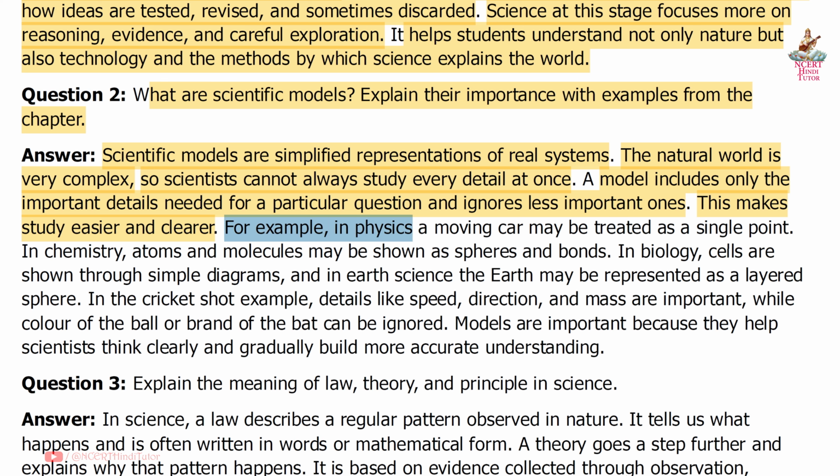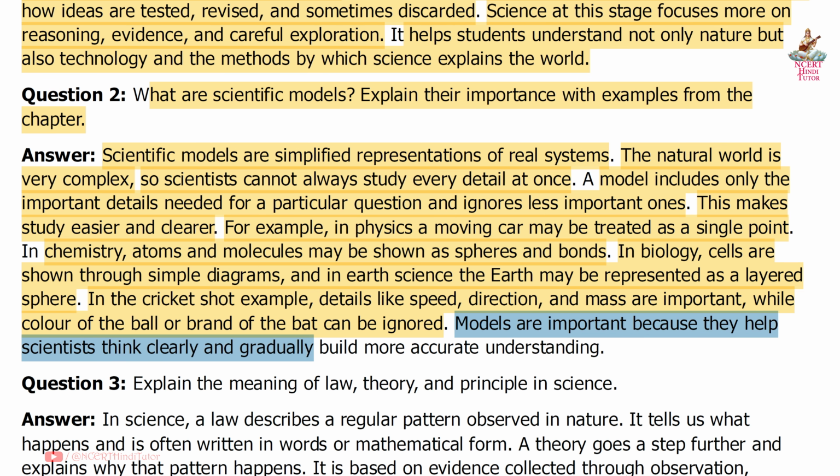For example, in physics, a moving car may be treated as a single point. In chemistry, atoms and molecules may be shown as spheres and bonds. In biology, cells are shown through simple diagrams. And in earth science, the earth may be represented as a layered sphere. In the cricket shot example, details like speed, direction, and mass are important, while color of the ball or brand of the bat can be ignored. Models are important because they help scientists think clearly and gradually build more accurate understanding.